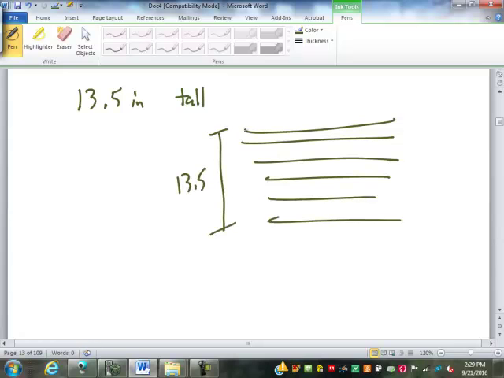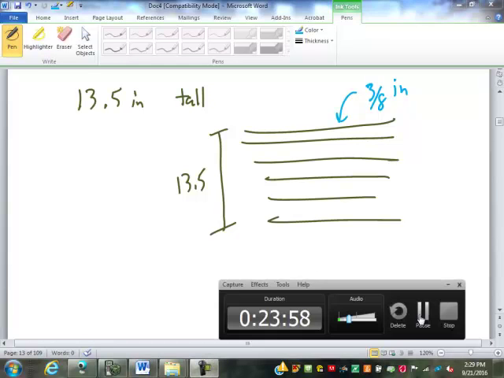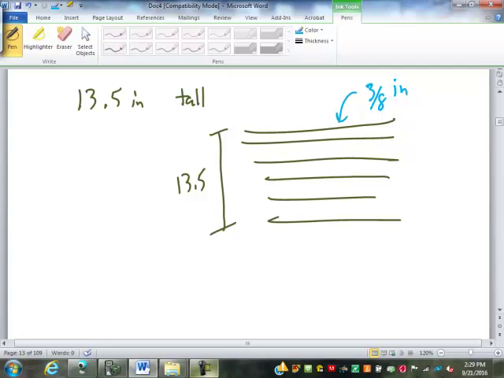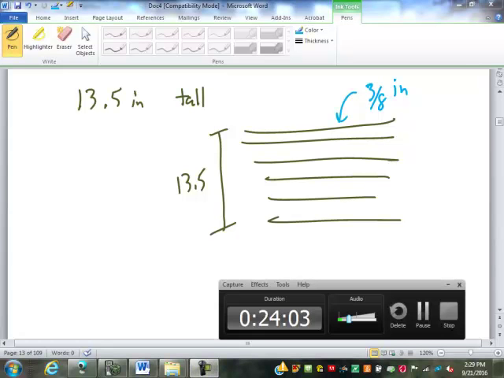13.5 inches tall. You look at the top sheet and the label says that it is 3/8 inch thick plywood. How many sheets are in that stack? I'm going to give you a minute to take a look at that, see what you come up with. I'll give everybody else a minute to come up with the same answer.